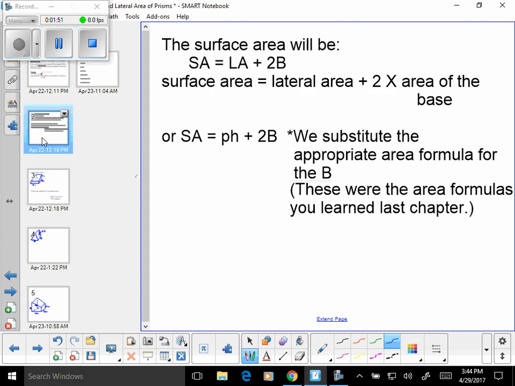Now the surface area is going to be the lateral area plus 2 times the area of the base. We usually shorten it to surface area equals the perimeter times the height of the prism plus 2 times the area of the base. And all of the formulas that we're going to use and that are going to be on your flashcards are going to then just simply substitute the appropriate area formula for the capital B, for the base. Now those are those same area formulas that you learned in chapter 8.